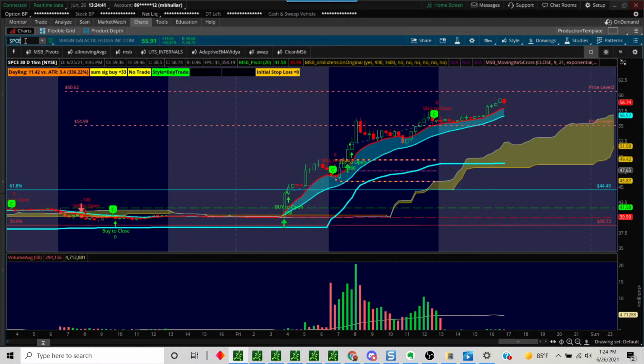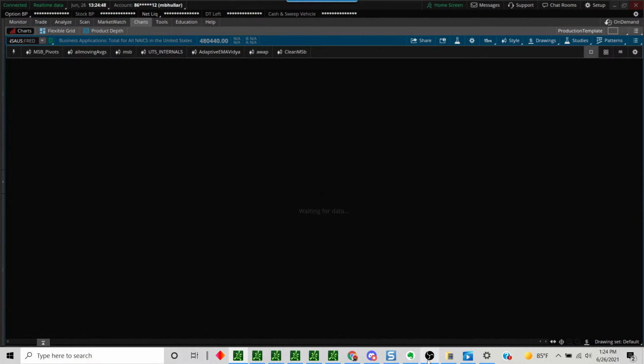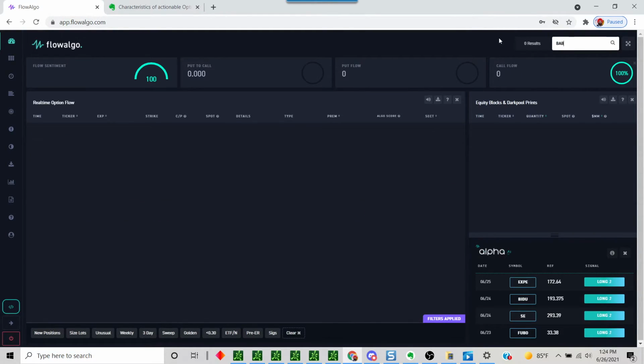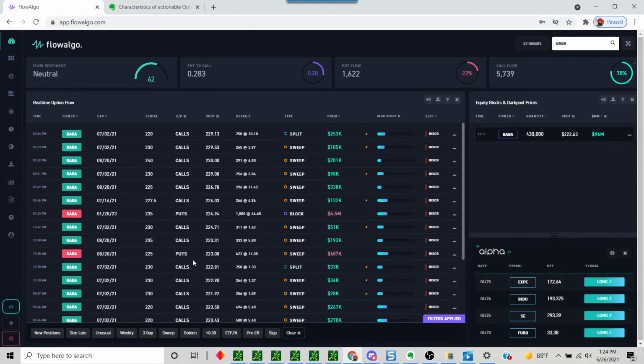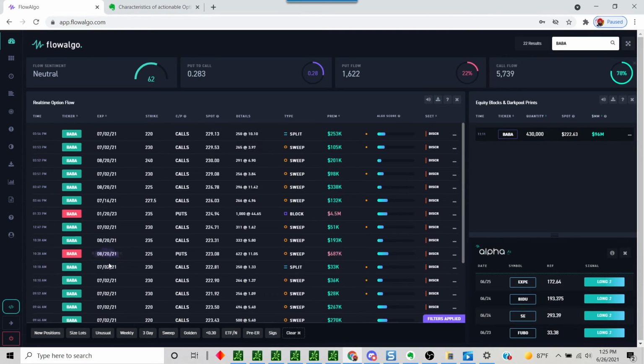Now we'll switch from SPCE to BABA, and I'm going to show you what happened in BABA when it came to the flow as well. So let's switch to BABA, and what do we notice here? What we noticed is that right off the bat, I saw tons of calls being bought for 230, as you can see, again targeting July 2nd as the date, right?